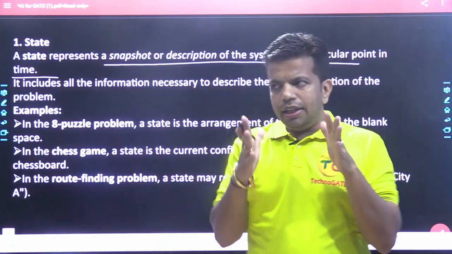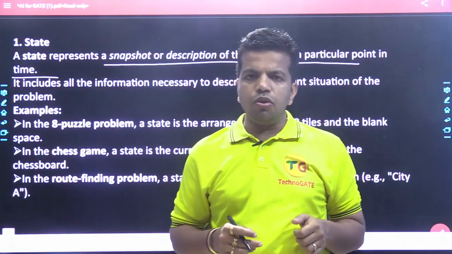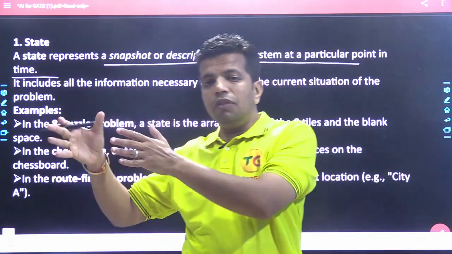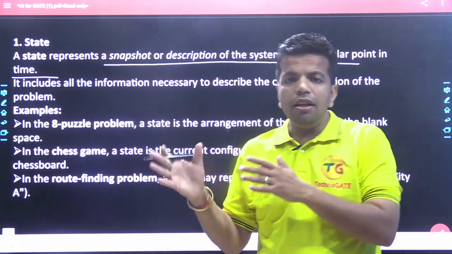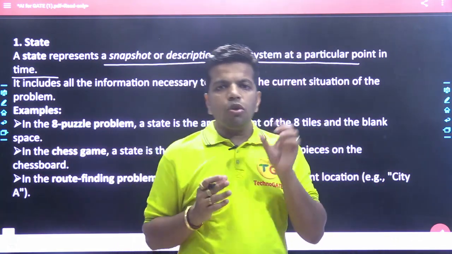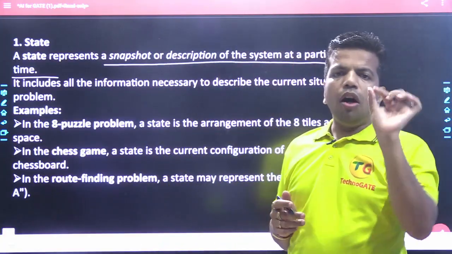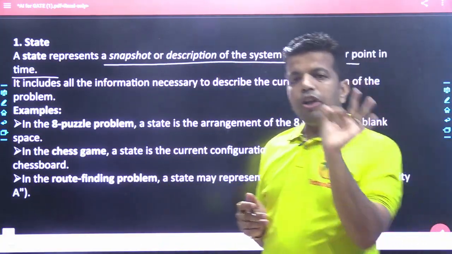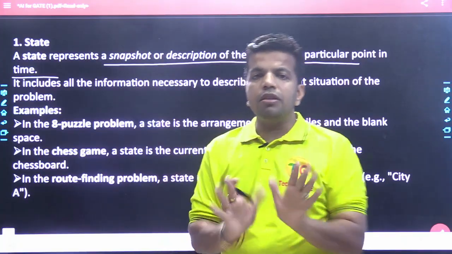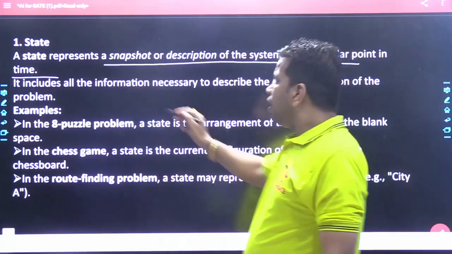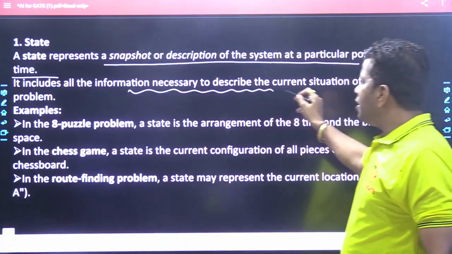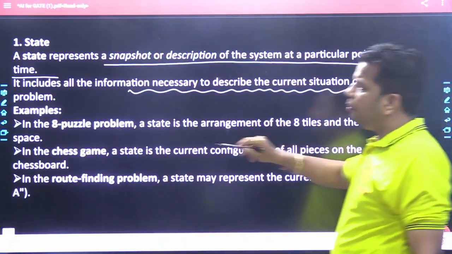Okay, and there is some initial situation that is given to you and you need to convert that puzzle to the final destination or final result. Okay, so a state is going to represent a snapshot, a description of how your system looks at a particular point of time. That would be the state. It includes all information necessary to describe the current situation of a problem.